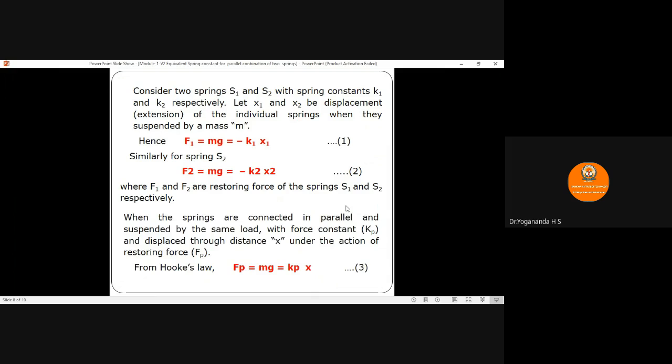Then, when the springs are connected in parallel and suspended by the same mass, let x be the net displacement with force constant kp. Again, the force acting on the parallel combination of the springs is given by Fp equal to m into g, which is equal to minus kp into x, where kp is the force constant for the parallel combination of springs.